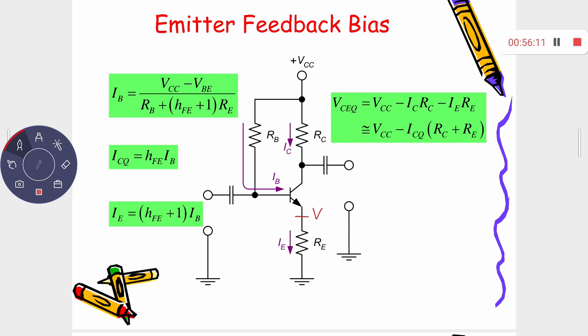Suppose this is your VE, right? Beta increases, that means more IC or more IE. That means V is equal to I times RE, higher V. Right? So what about the base current?